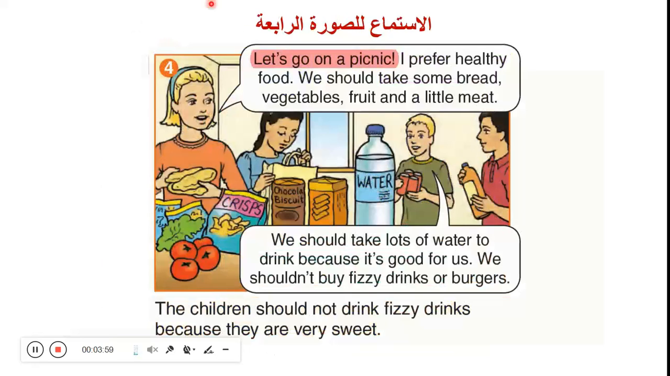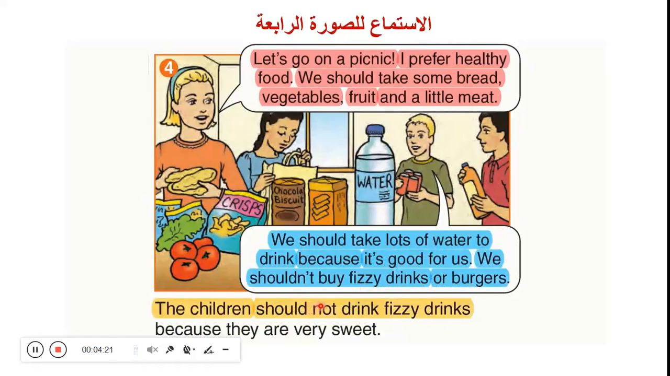Let's go on a picnic. I prefer healthy food. We should take some bread, vegetables, fruit, and a little meat. We should take lots of water to drink because it's good for us. We shouldn't buy fizzy drinks or burgers. The children should not drink fizzy drinks because they are very sweet.